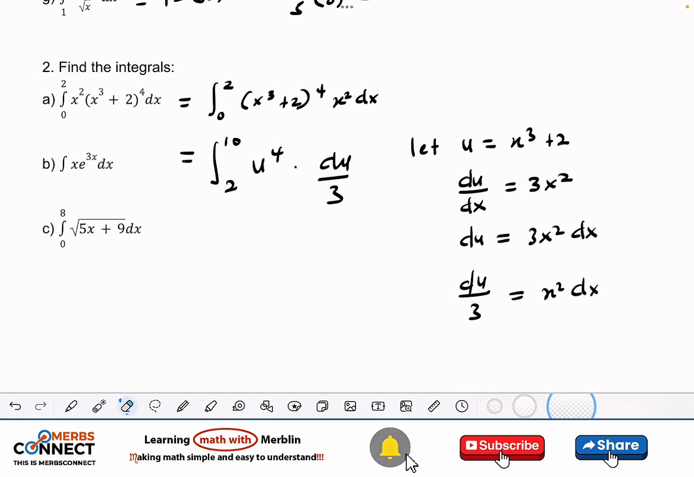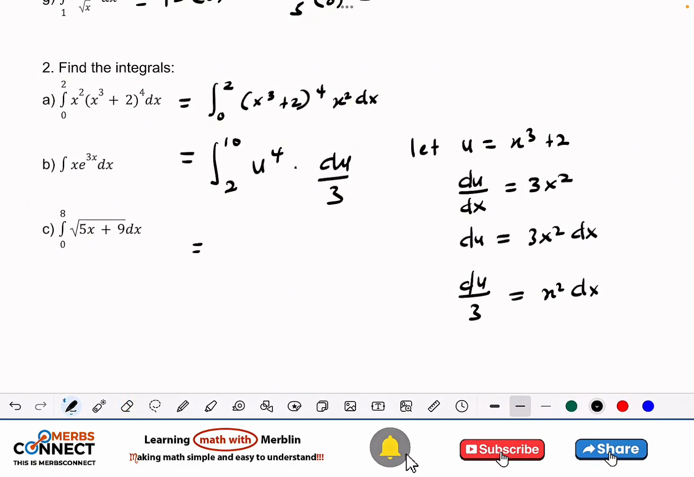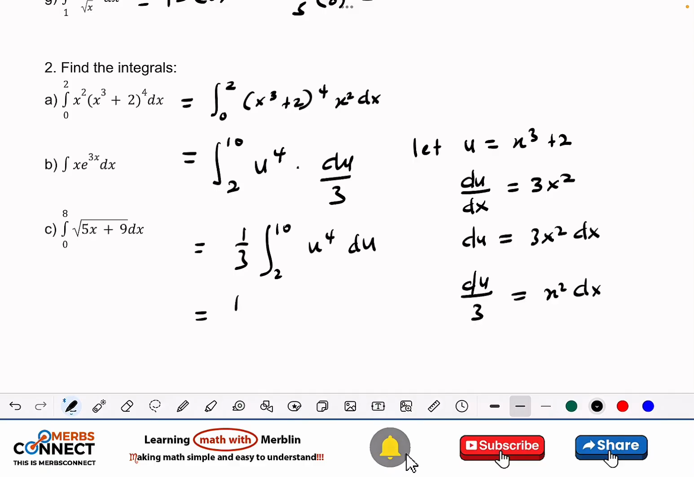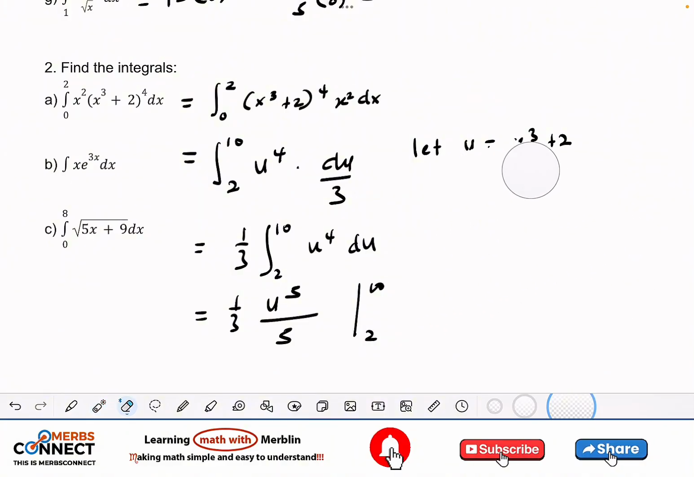Good. So now that I'm done with this, I can simplify. I can factor the 1 over 3 out and have the integral from 2 to 10 of u to the power 4 du, right? And this is going to give us 1 over 3. When I'm integrating u to the power 4, I'll have u to the power 4 plus 1, which gives us 5, divided by 4 plus 1, which is also 5, from 2 to 10. Don't forget now, the limit here is for u, so we can just do the direct substitution from there, right? Because it's for u, it's not for x.